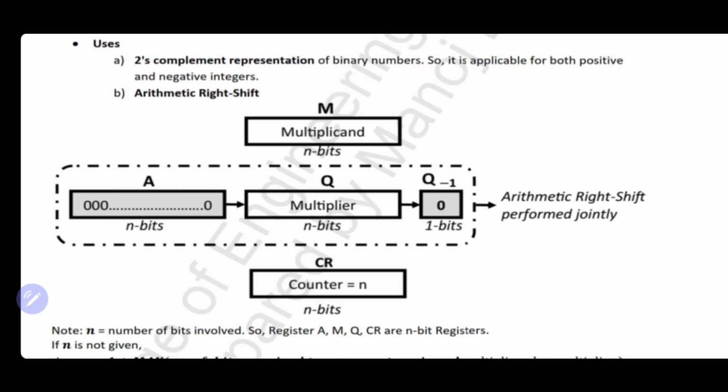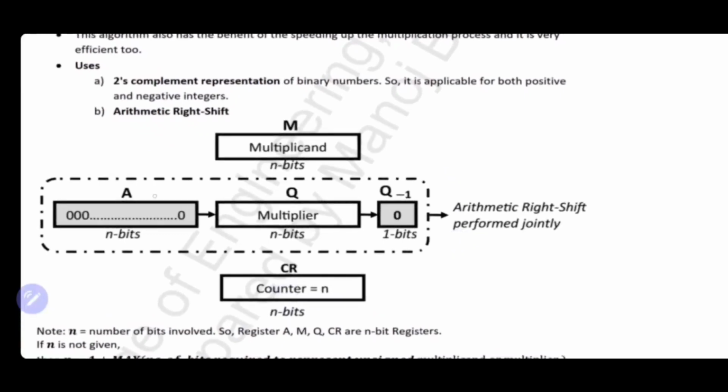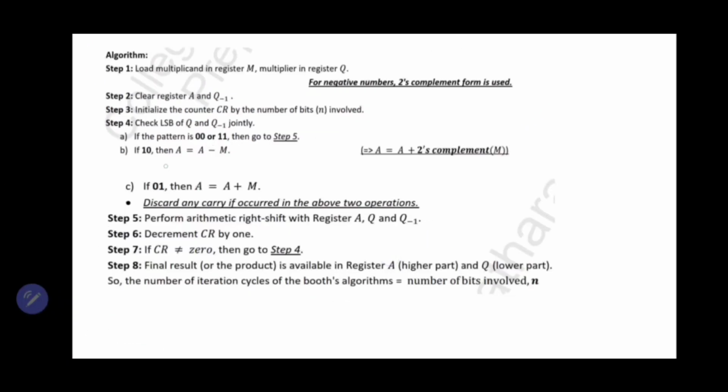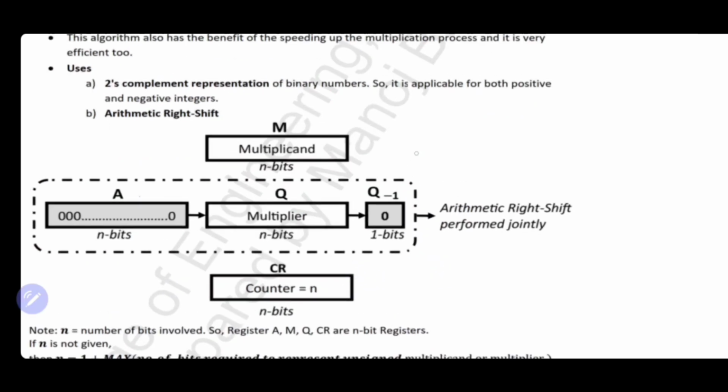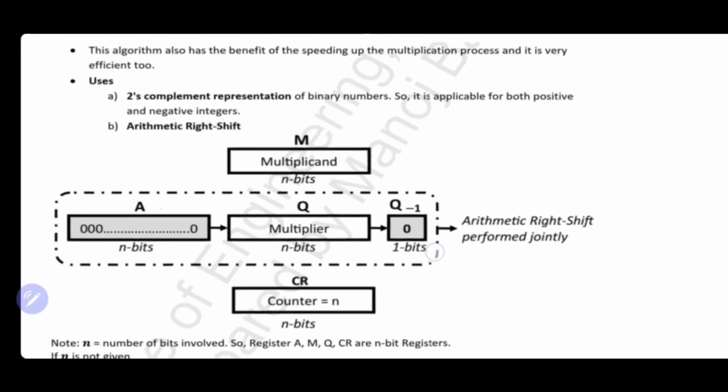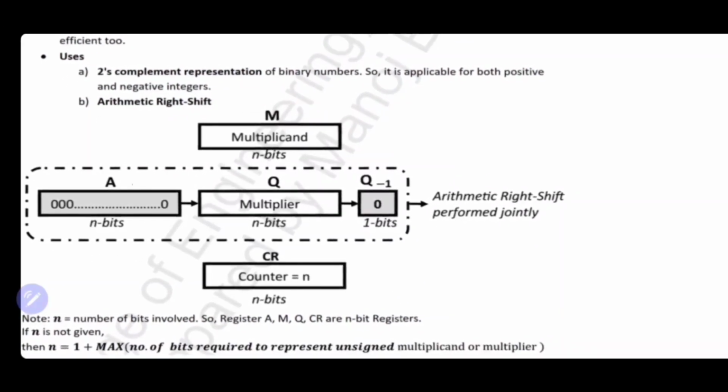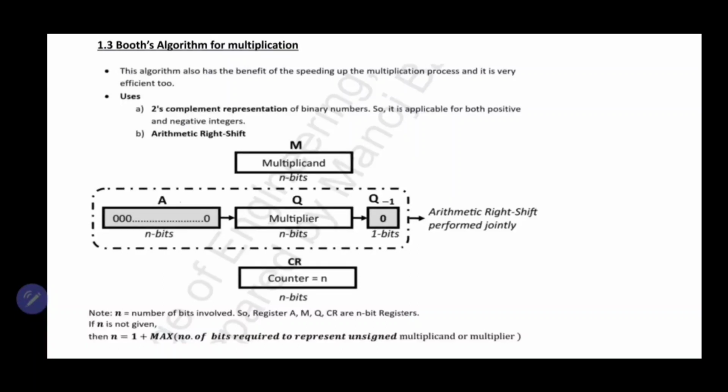If Q0 is 0 and Q minus 1 is 1, that is 0, 1, then A plus M is done: M will be added to A. If Q0, Q minus 1 is 1, 0, then M is subtracted from A, so A minus M will be processed. This is the hardware part of Booth's algorithm and the operation of Booth's algorithm.